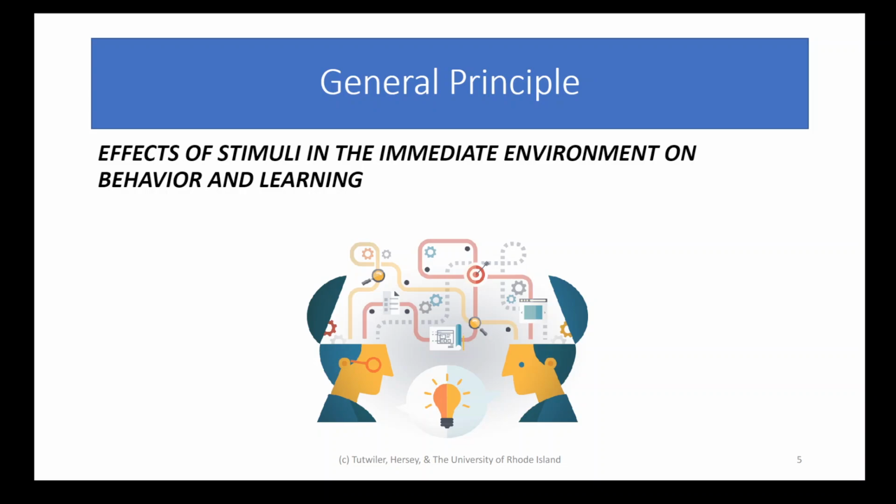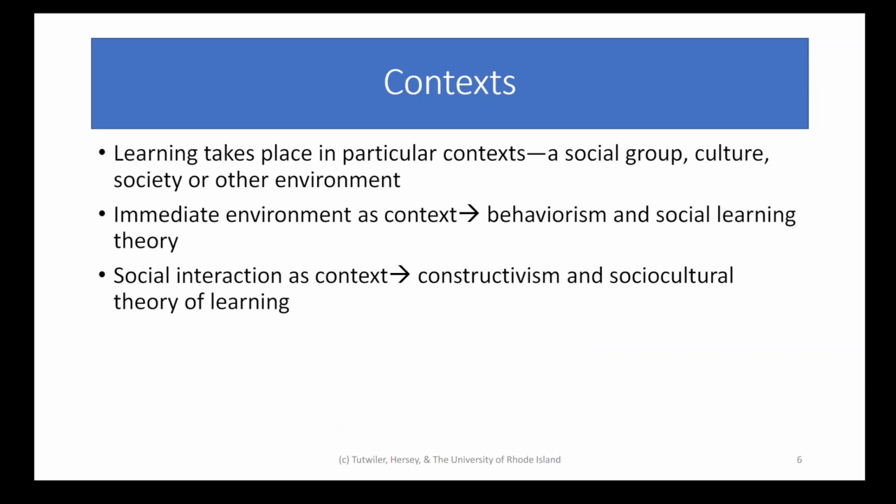So, the general principle of what we're going to talk about today is the effects of stimuli in the immediate environment on behavior and learning. Thing to remember is that learning takes place in context. It does not take place in a vacuum. It takes place in the context of what's going on around the student. So that could be their social group, their culture, the society they're in. Anything that's environmental counts as your context, right?